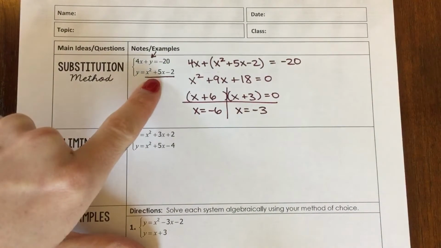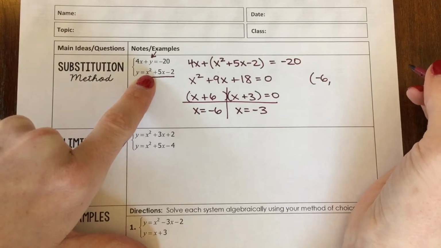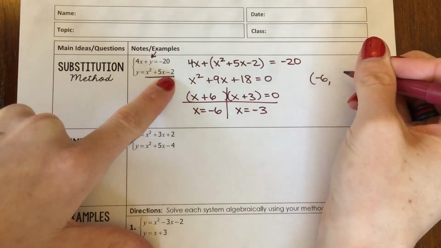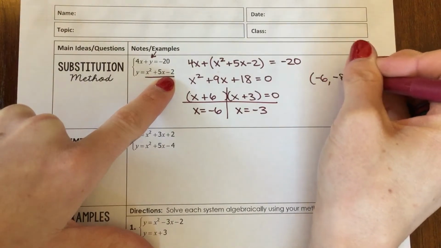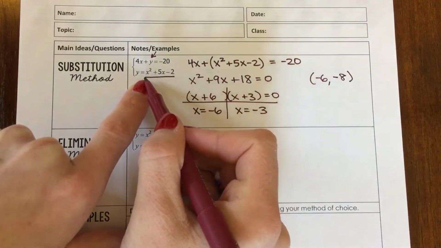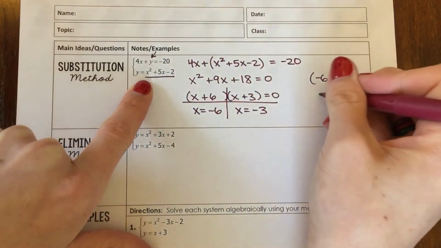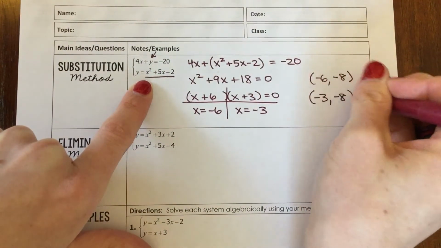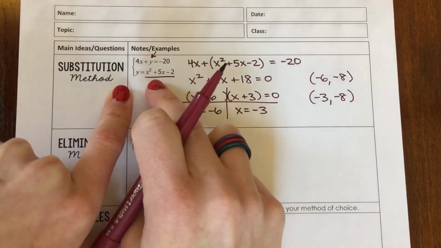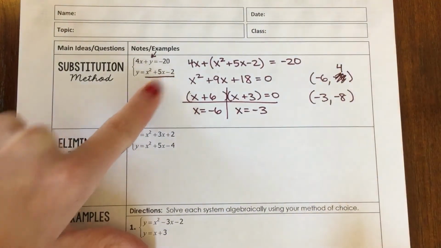So I'm going to sub it into my y equals equation. When I sub in negative 6, this would be a 36 minus 30, so that's 6, and then minus 2 would leave me with a negative 8. And then when I sub this negative 3 in here, this would be a 9, and then minus 15 would be a negative 6, and then minus 2 would be a negative 8. Let me try this one again really quick. I'm sorry, I had the wrong sign. This should be a 36 minus 30, so it's a positive 6 minus 2. So this, my apologies, should be a positive 4. This one's the negative 8.